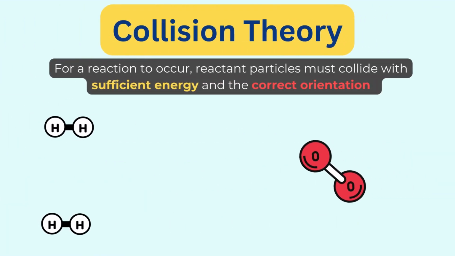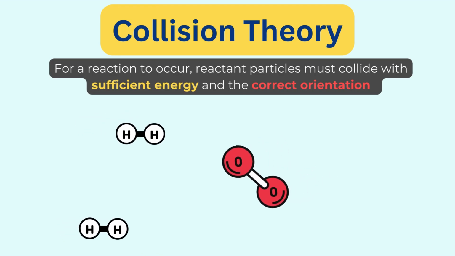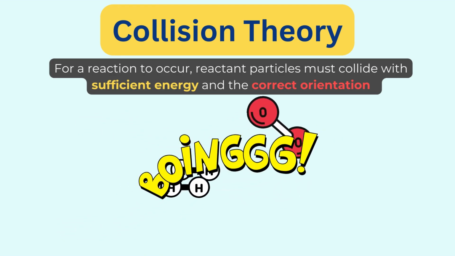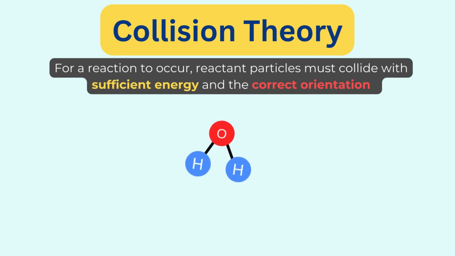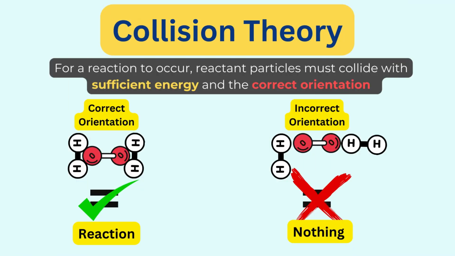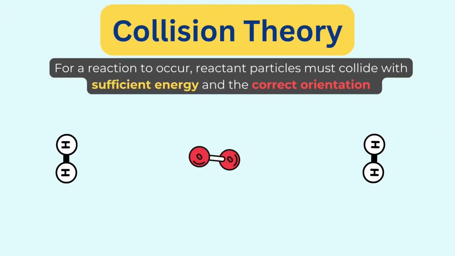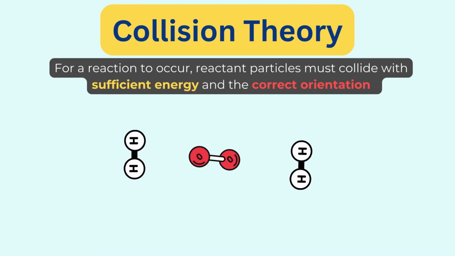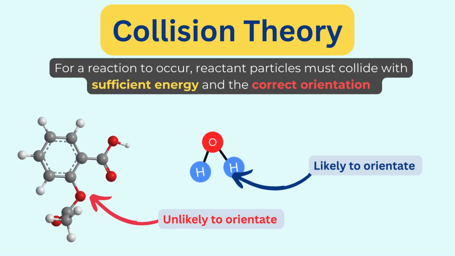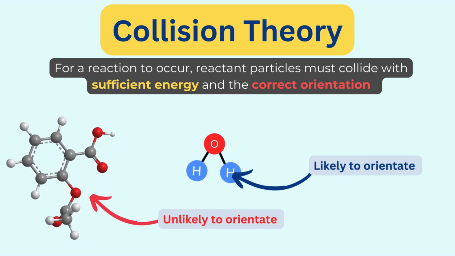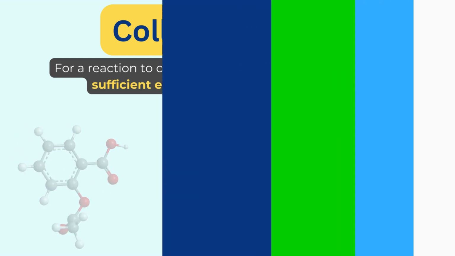When slow-moving reactants collide, they just bounce off. But if fast-moving ones collide, with high energy, boom, a reaction happens. The right collision orientation is also vital. In our example, each hydrogen molecule must hit an oxygen atom just right, or no reaction occurs. This is easier with small, simple molecules and gets tougher with larger, complex ones. That's collision theory in a nutshell.